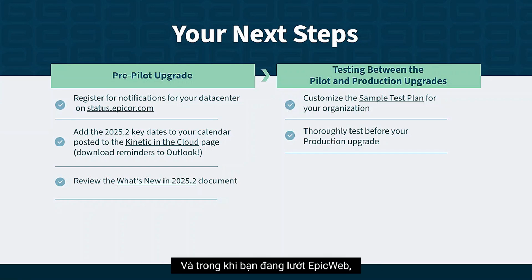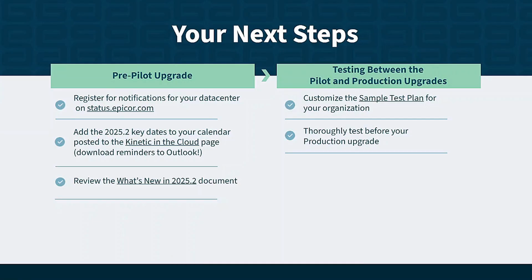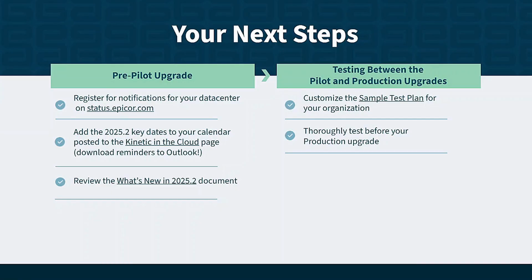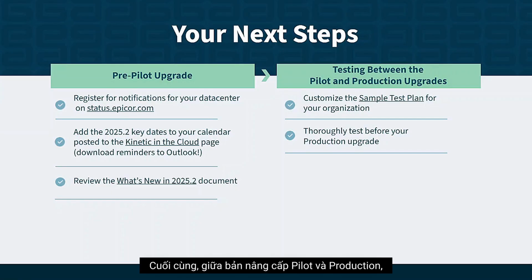And while you are browsing Epic Web, another best practice is to read through the what's new in 2025.2 under the documentation, so you can find out all the new things that are coming in the release. Finally, between your pilot and production upgrades, modify that sample test plan. We can't emphasize it enough to make sure that you have thoroughly tested before your production upgrade.